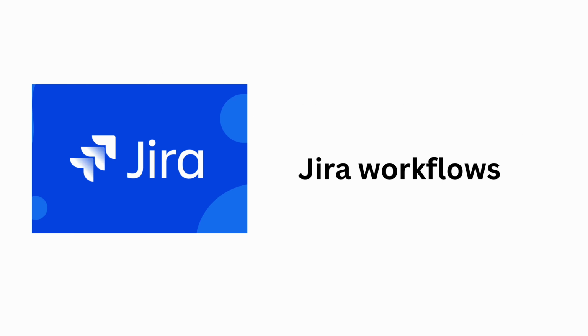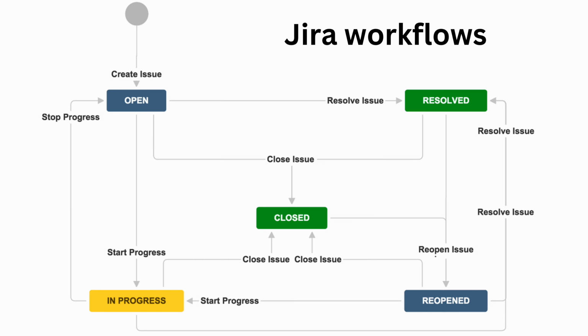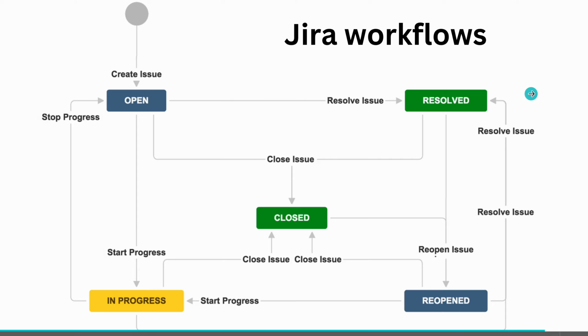JIRA Workflows. So what is the JIRA Workflows? So if you see this diagram, here we create an issue. Whenever we're creating an issue, that is in open state. Then we mark it as start progress, then in progress. From the in progress, we can mark it to stop progress, make it open. From here, you can see either we can resolve or reopen and start progress, right? If resolved, it can be reopened.